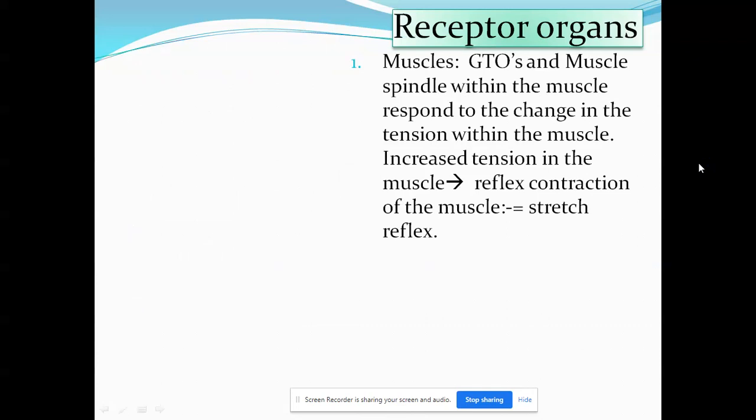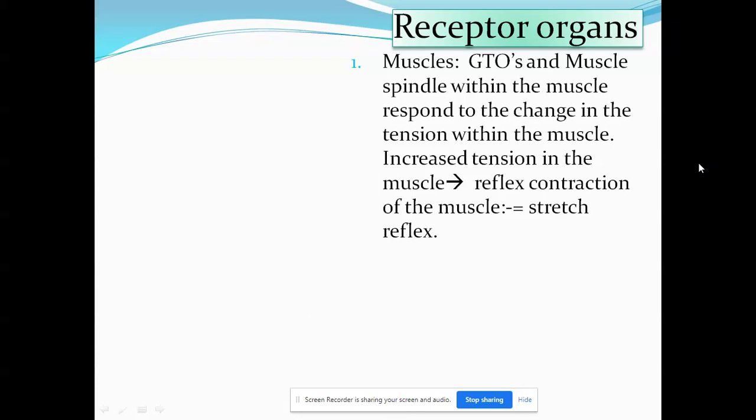Coming to the receptor organs, the first one, muscles. Muscles have two receptor organs. One is GTO and one is muscle spindle. GTO responds to faster contraction or faster stretch stimulus, whereas spindle responds to slower contraction of the muscle or slower stretch response. This is nothing but the tension within the muscle changing when you either stretch the muscle or contract it. Hence, increased tension in the muscle leads to reflex contraction of the muscle.